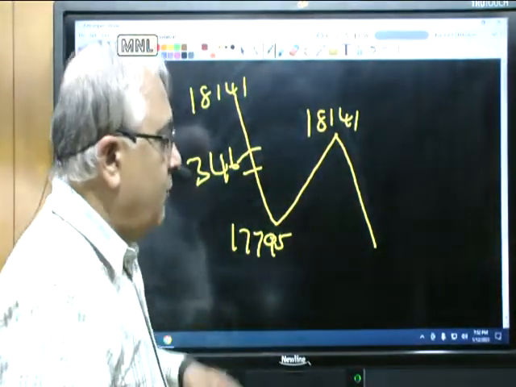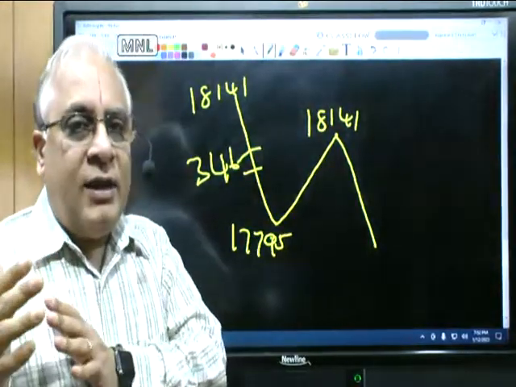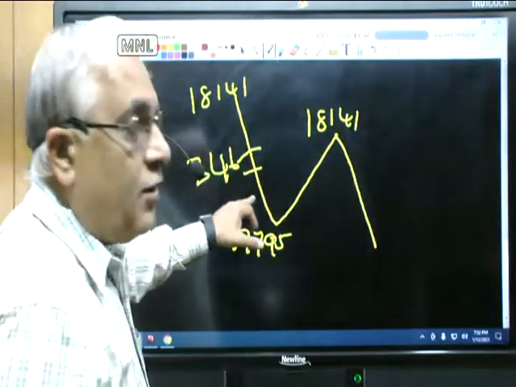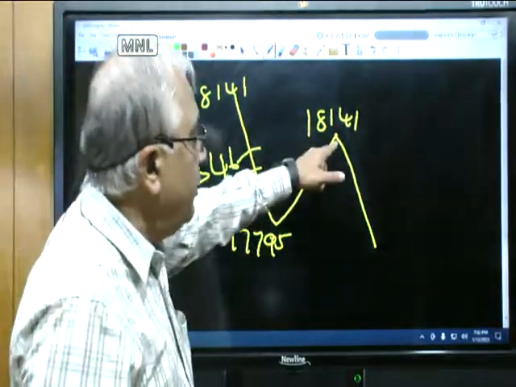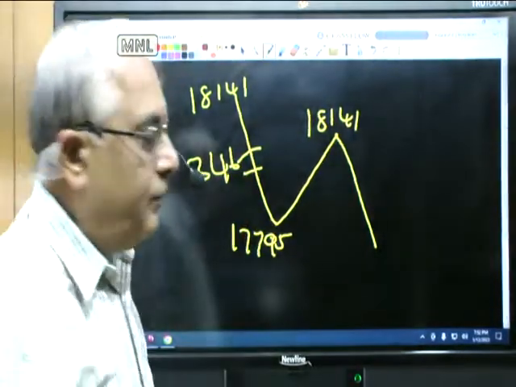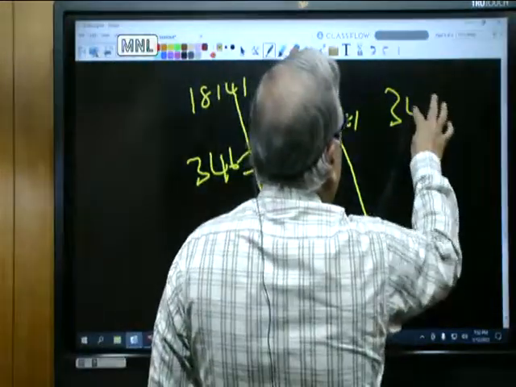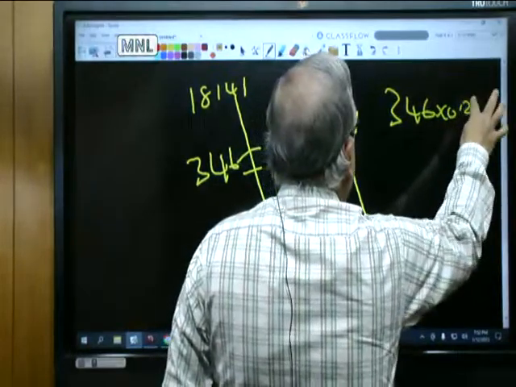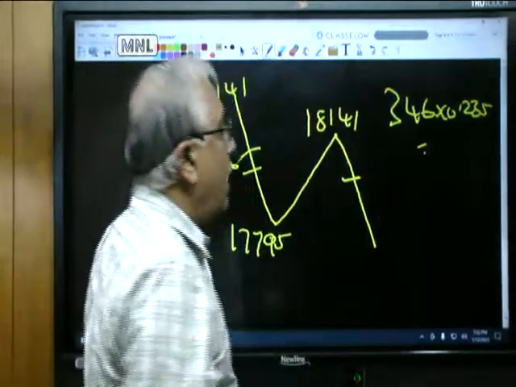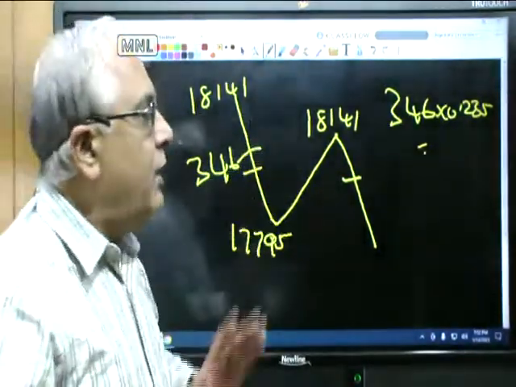Now what you should do is that the ratios are the same, 23.5, 38.6, whatever. That ratio you should use on the difference now. We were using the numbers on the absolute number; now we are using the ratios on the difference. So 346 into 0.235 is the first place where you should sell, and put a stop loss over 18,141.